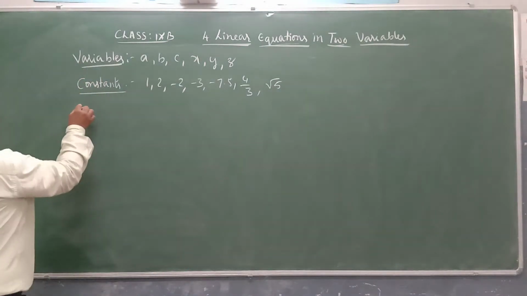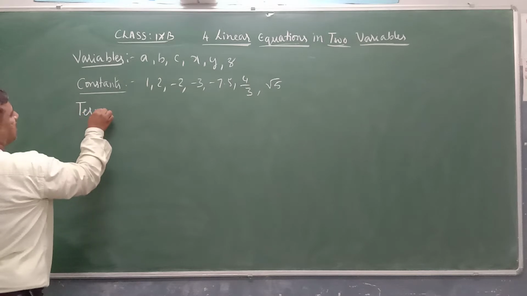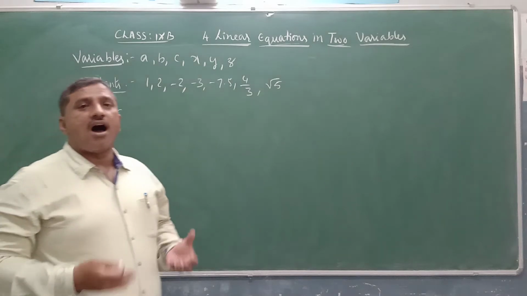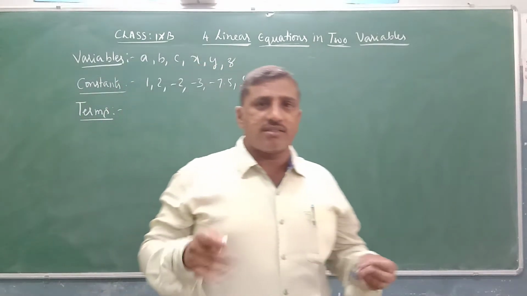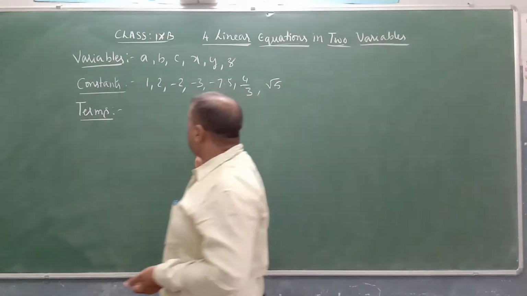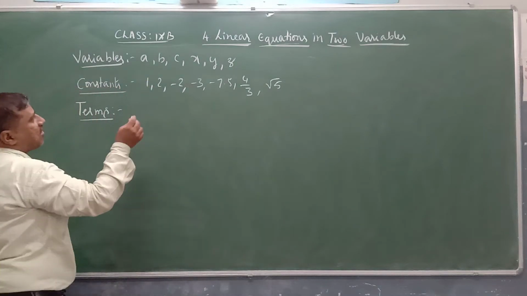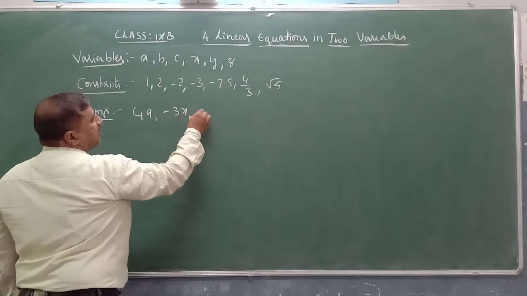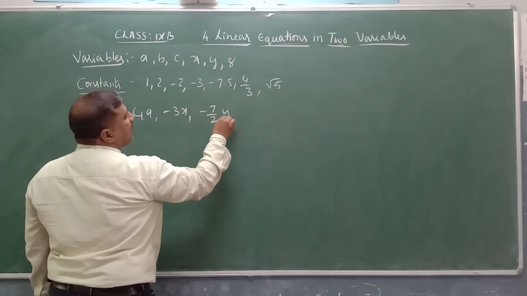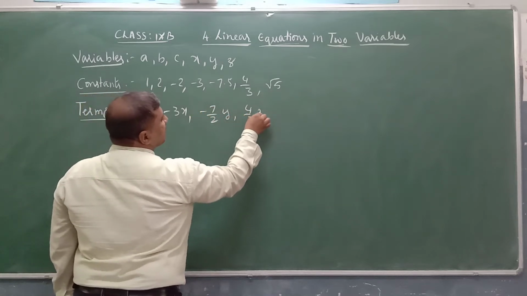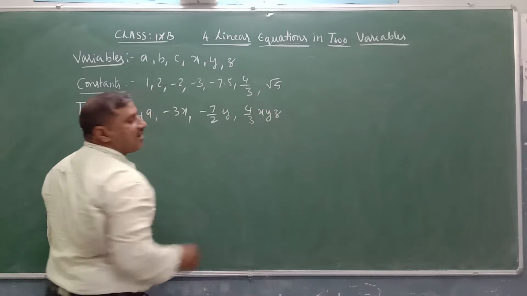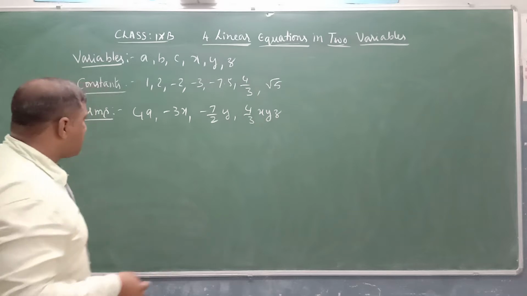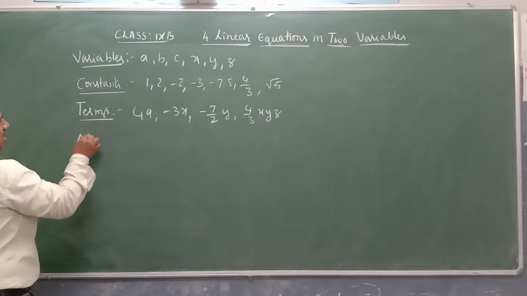Now the terms we studied. What are terms? Terms are the combination of variables and constants, or simply variables, or simply constants, like 4a minus 3x minus 7/2y, 4/3x, y, z. All these are terms. Next, algebraic expressions.